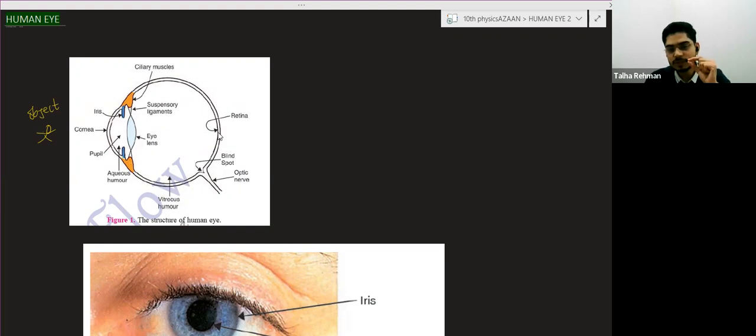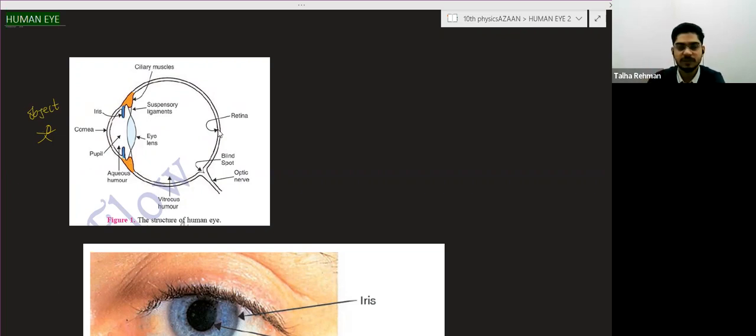These rods and cones convert the image into an electrical signal, and those electrical signals are sent to the brain through the optic nerve. Then the processing in our brain starts, and we are able to get the erect image of the object. Basically, in reality an inverted image is formed at the retina, but due to the processing of our brain we get the erect image.